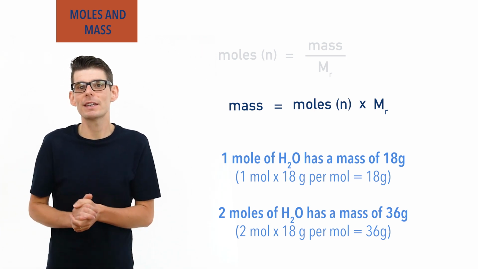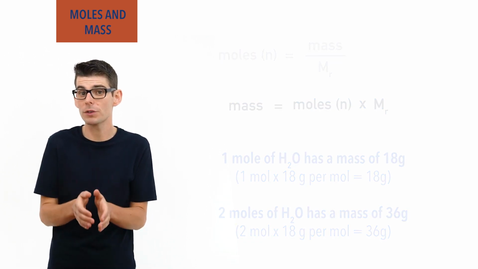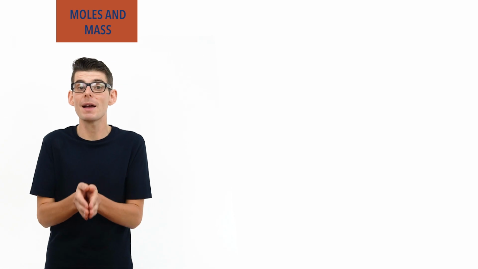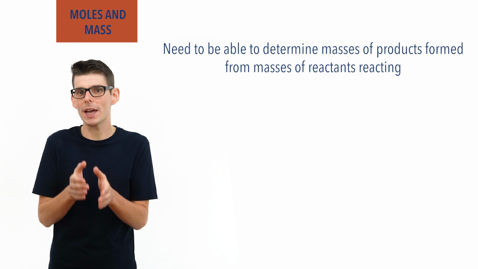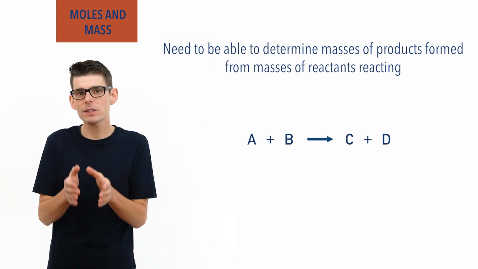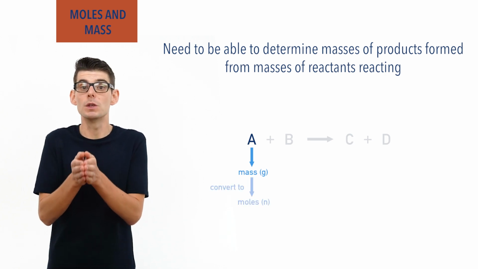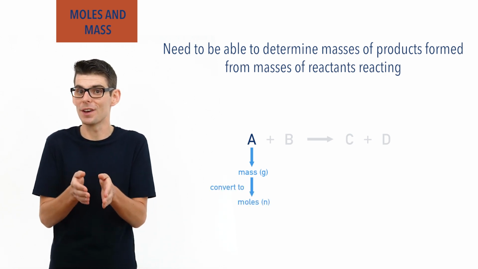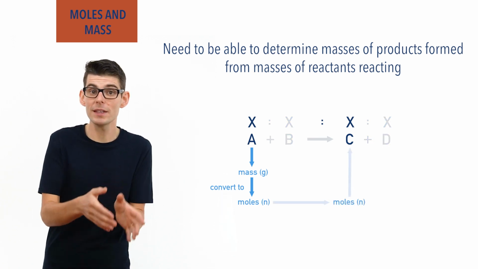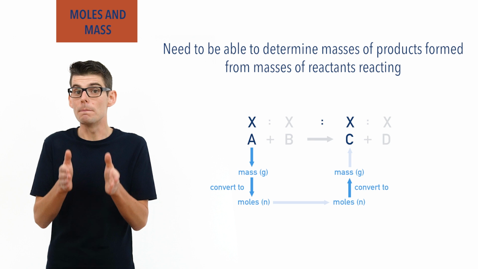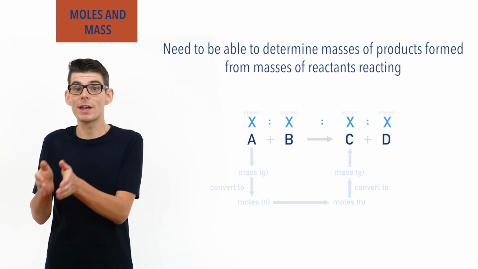A key skill in chemistry at this level is to be able to determine the mass of a product that can be formed based on the masses of reactants reacting. By using a balanced reaction equation, if we know the mass of a reactant reacting, we can find the moles that are reacting and then use the molar ratio of substances in the reaction equation to find the moles of product formed, and then use this to find its mass. Remember, the ratios used in a balanced reaction equation are molar ratios.